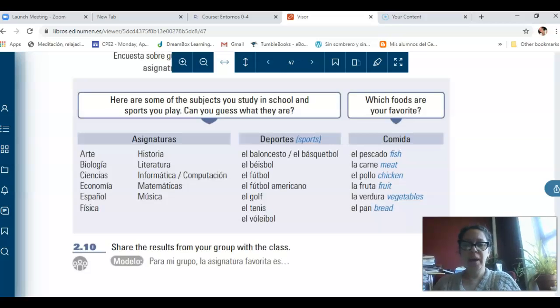Here you have some categories. For example, asignatura. So you have arte, biología, ciencias, economía, and these are cognates. So they are easy to remember. Historia instead of history, ¿verdad? Do not produce the sound, okay? It's an H. So in Spanish, the H is silent. So we are going to say historia, okay? Literatura, informática, matemáticas, música. See?